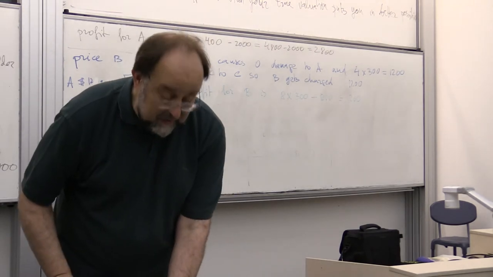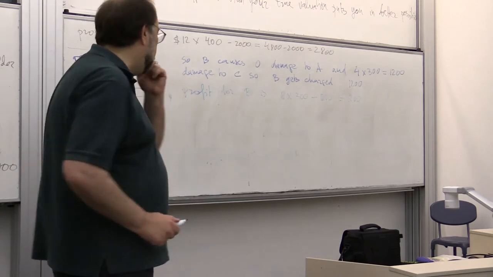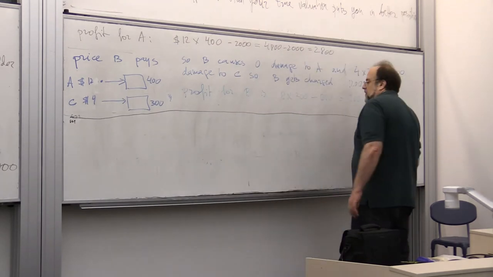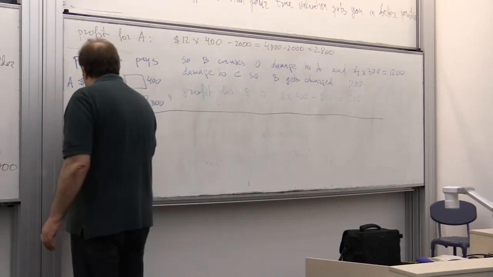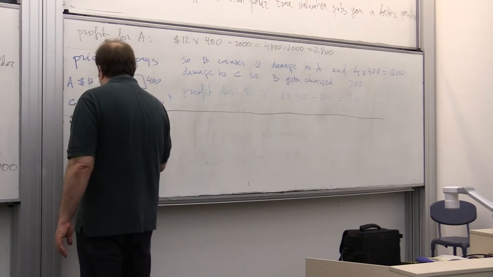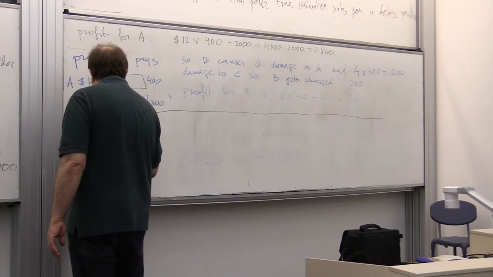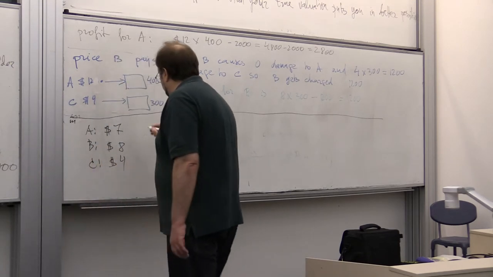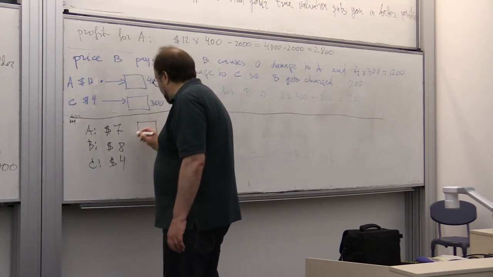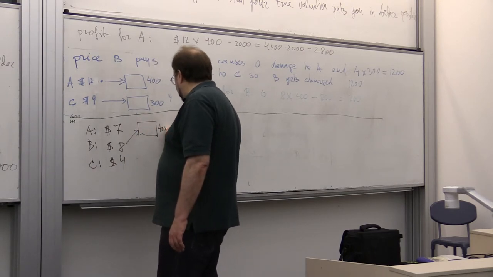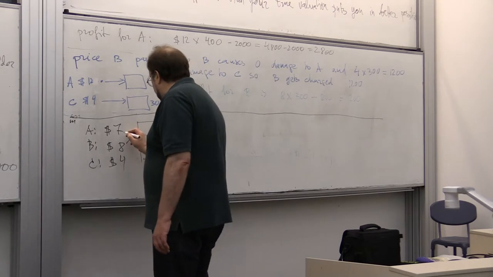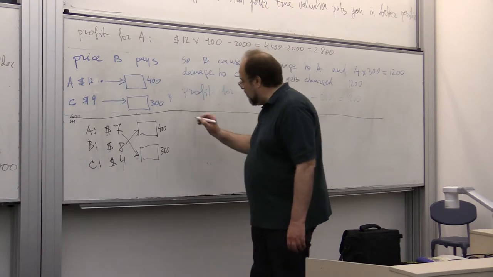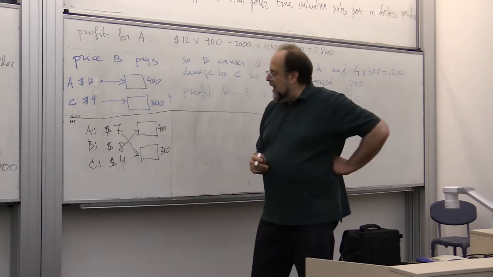Okay, let's see what happens if A cheats. So now if A cheats, then this will be the situation. A bids only $7, B bids $8, C bids $4, right? And in this situation, B wins the 400 clicks per hour space, and A wins the 300 clicks space. Let's compute the charges for A and B.